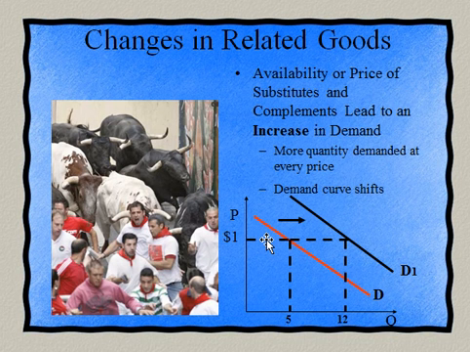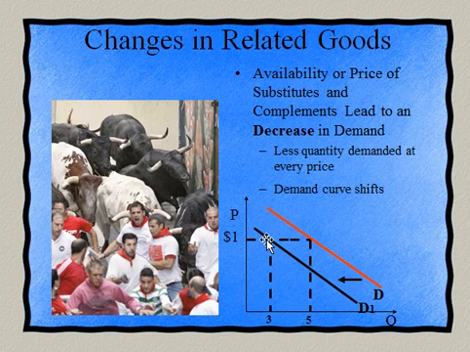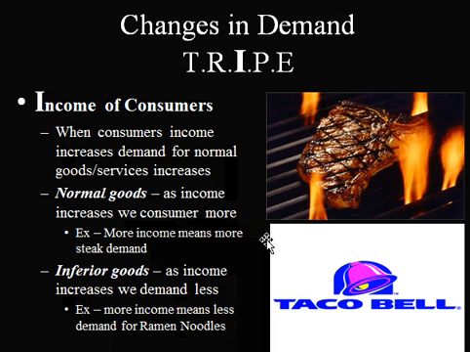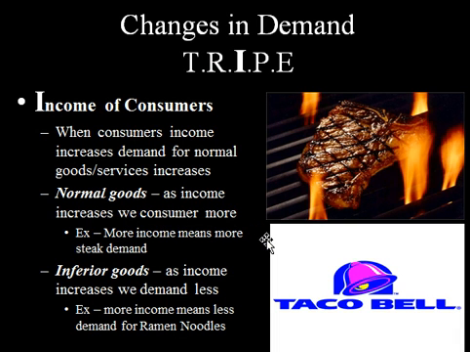Again, here's the effects: the increase in demand, the decrease in demand. The third factor, income of consumers, kind of breaks it down into two goods as well: normal goods and inferior goods. Normal goods, these are goods that as income increases, we consume more of it. So, for example, when the general income increases, there's going to be a higher demand for the better goods out there in society.